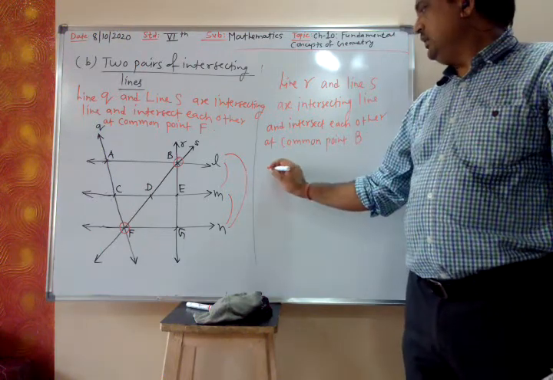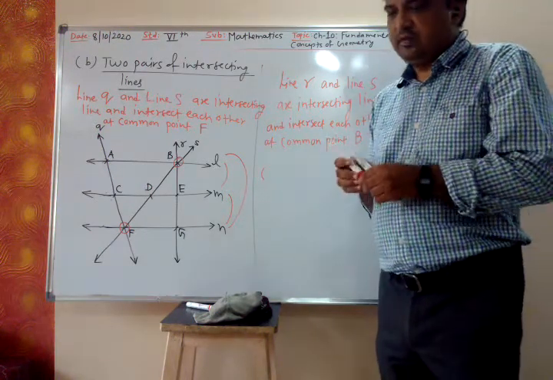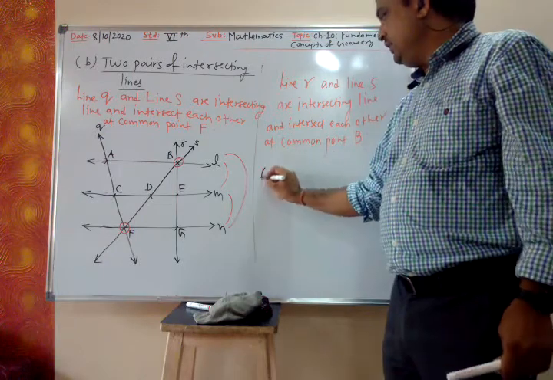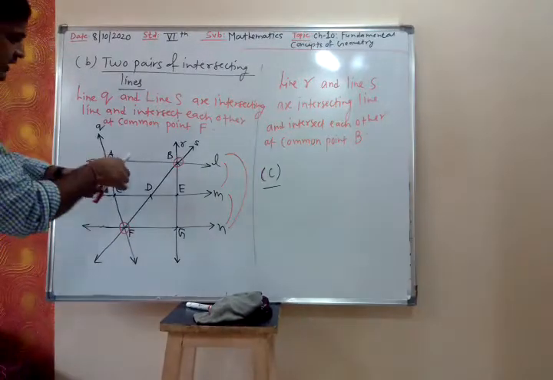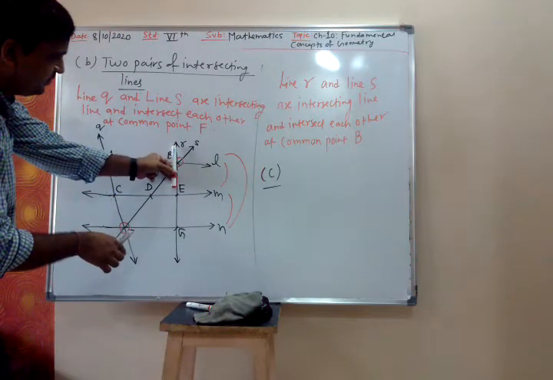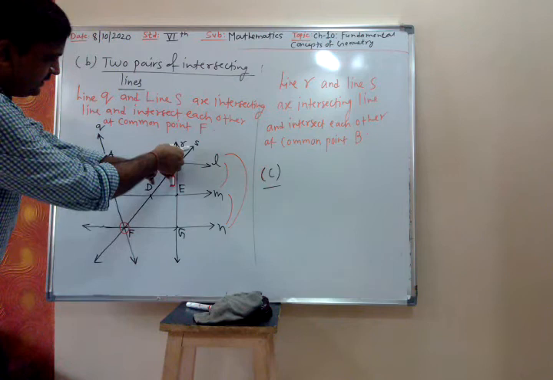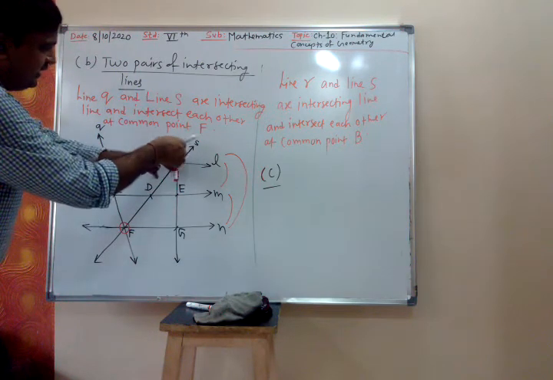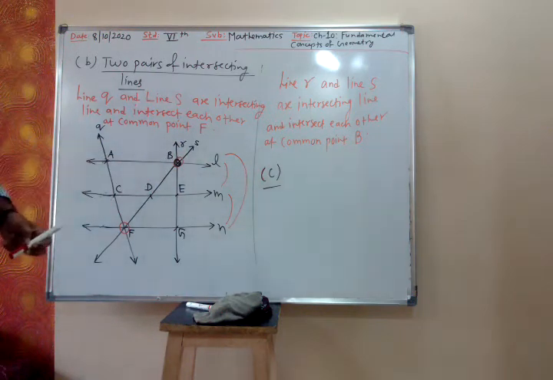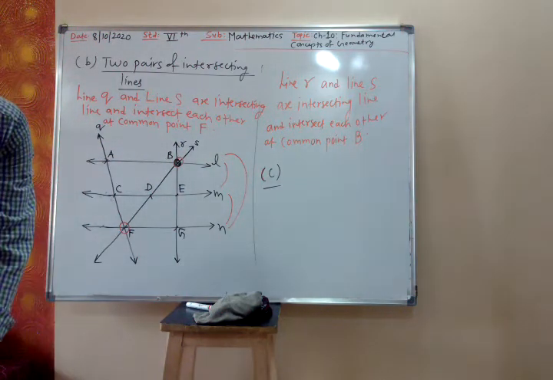Very good. Now we write C. See here, this is my R, this is my S. They cut each other at point B. Where line R and line S meet, they meet each other at common point B.